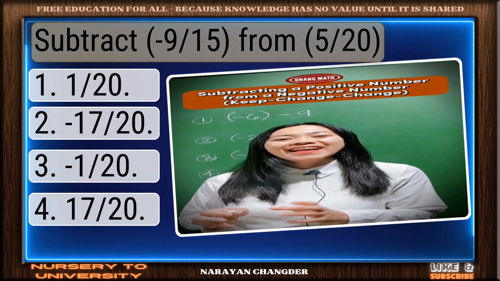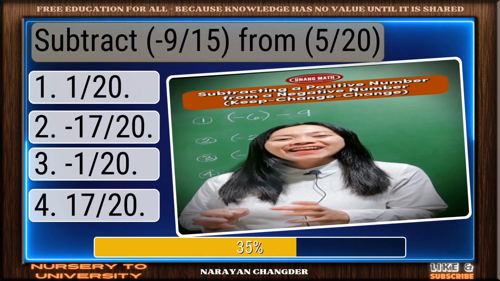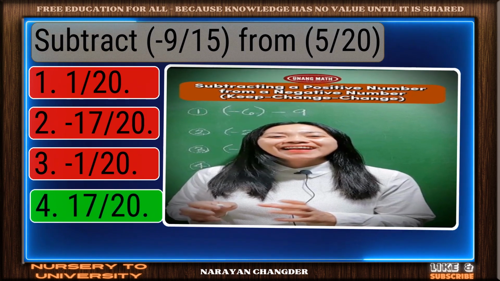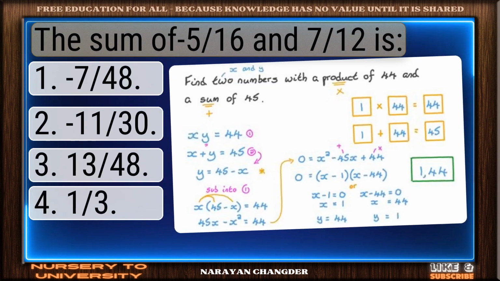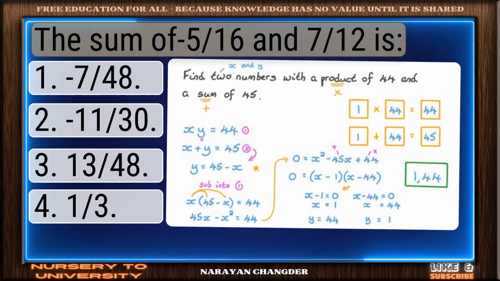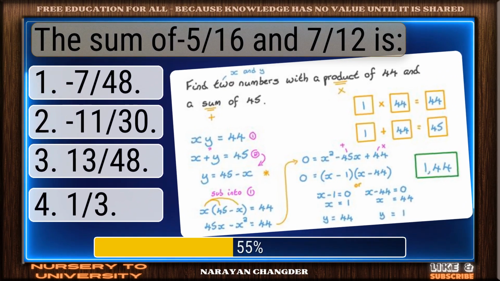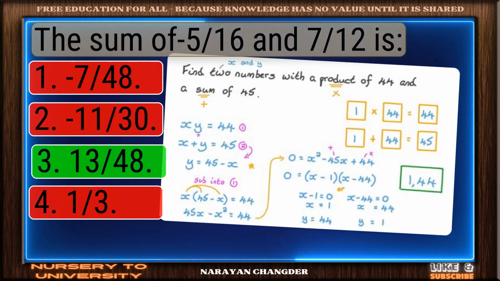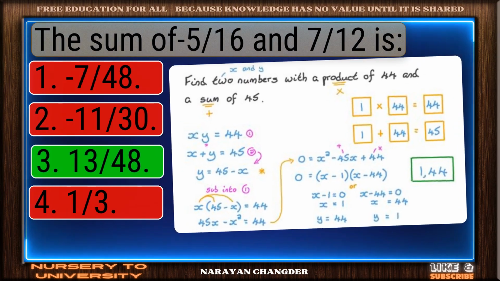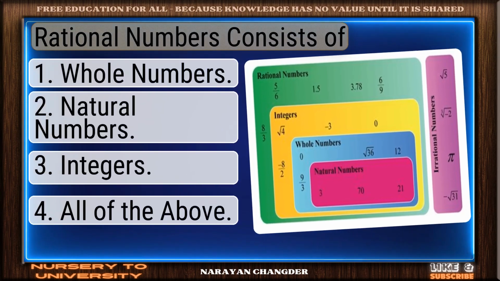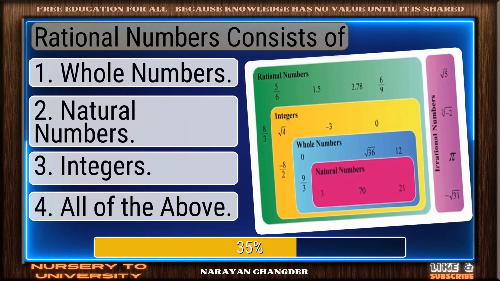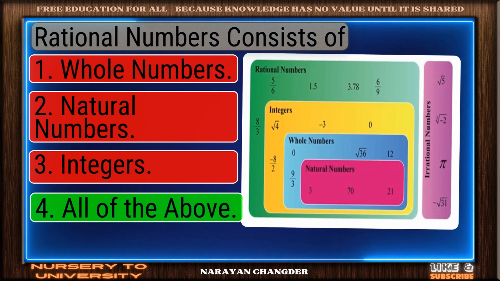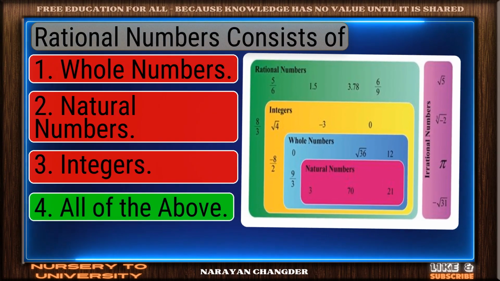Question number 146. Subtract from? Solid response. 17 to 20 is a valid choice. Question number 150. The 16 and 7 to 12 is? Exactly. 13 48 makes sense, and it is right choice. Question number 148. Rational numbers consists of? Excellent. All of the above is a brilliant choice.